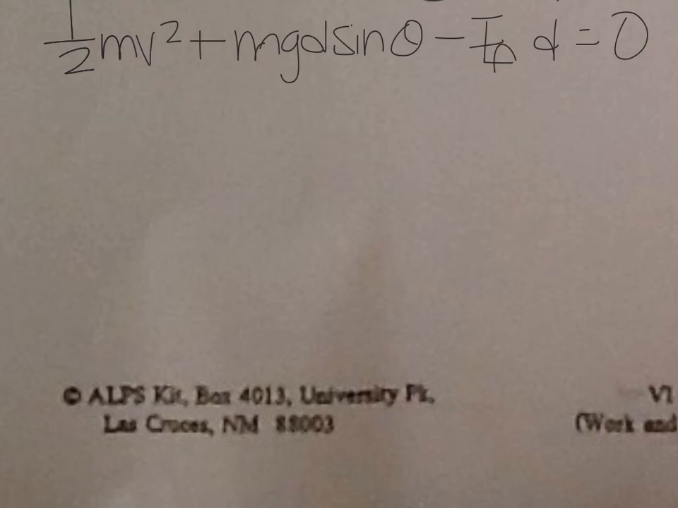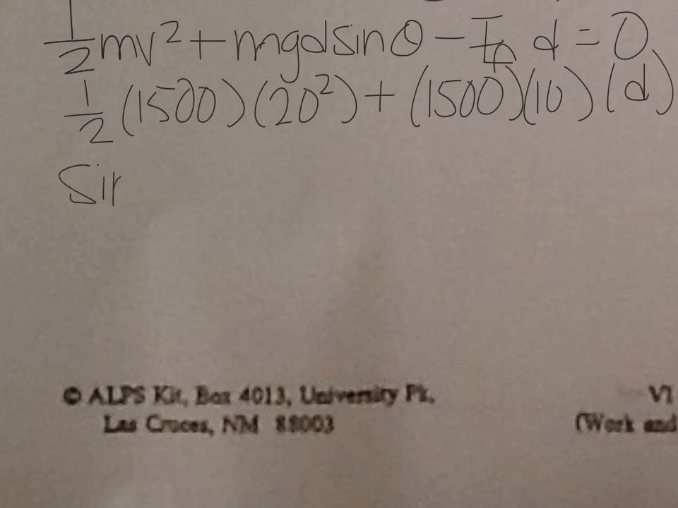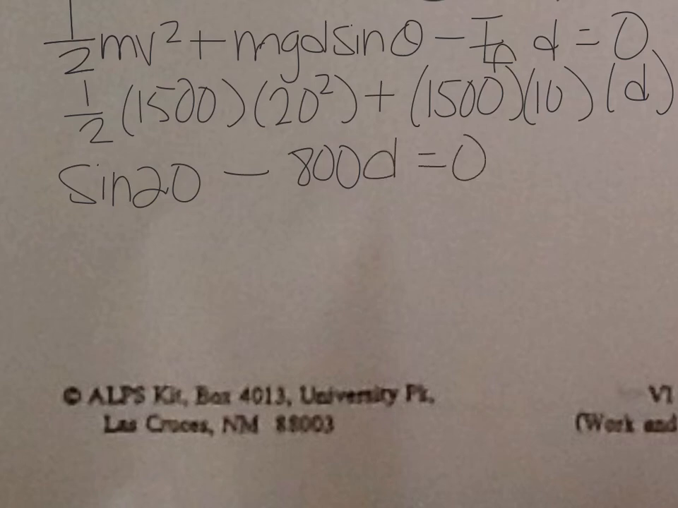Now to plug in the values, we know that the mass is 1,500 kilograms. The initial velocity is 20 meters per second, and that gravity is 10, and sine (20) minus the force of friction, which is 800, and we're also still trying to find the distance equals to 0.